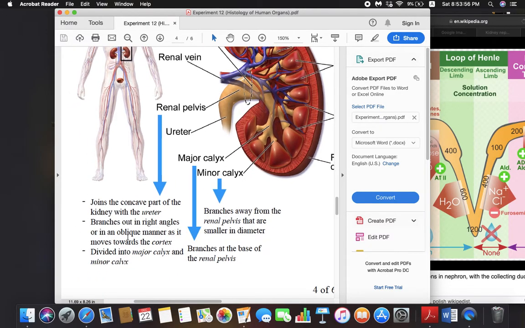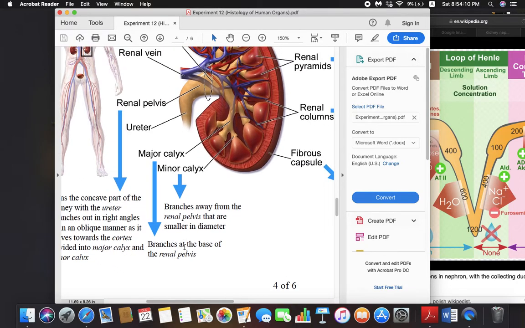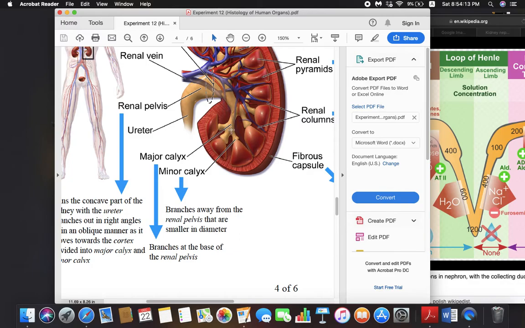It branches out in right angles or in an oblique manner. Oblique means neither right angles nor perpendicular. As it branches out towards the cortex, we can classify it into major and minor calyx. The major calyx, right here, are the parts which branch out directly from the base of the renal pelvis. The minor calyx are the second branching out, which branches away from the renal pelvis and are smaller in diameter. So basically these parts here are the major calyxes branching out from the renal pelvis directly, but the farther away the branches get, they become minor calyx, which are smaller in diameter.